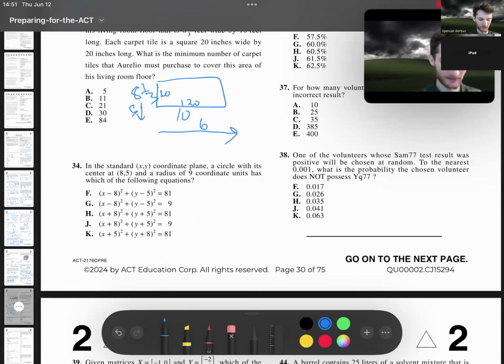All right, D. The standard XY circle with a center and a radius of 9 uses the following equations. Oh, I don't need to draw this. All right. X minus 8, Y minus 5. So it's not these. And has radius of 9. This is equal to 9 squared because this then has a radius of 3, which is wrong. So 34 is F.